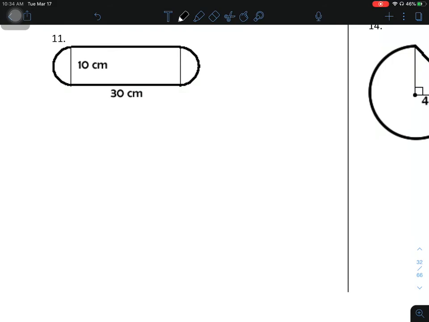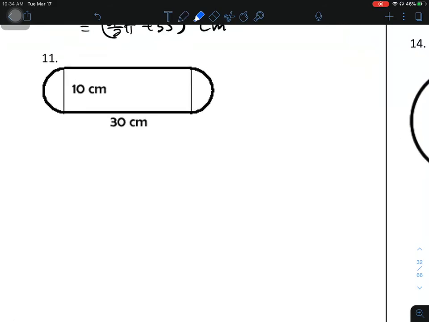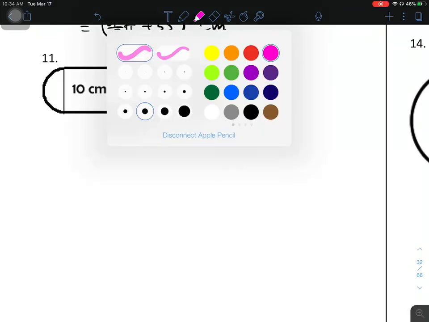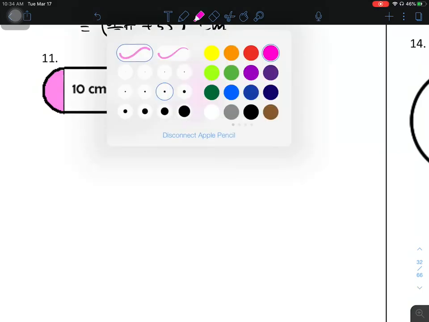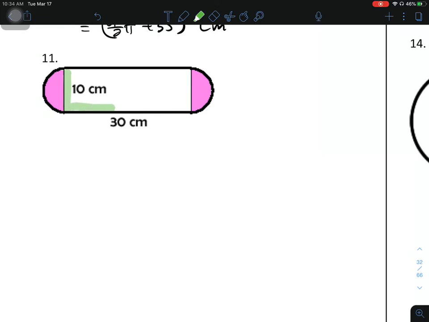Number 11, I'll check this out. If I take this semicircle and put it with this semicircle, I'm going to get an entire circle. And then this in here, this green part, is going to be a rectangle, which is a parallelogram. So the area of this figure is going to be the area of a circle plus the area of a rectangle.